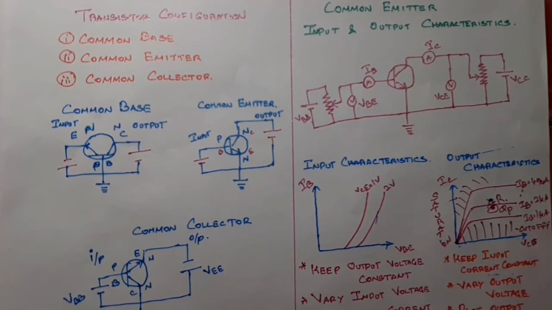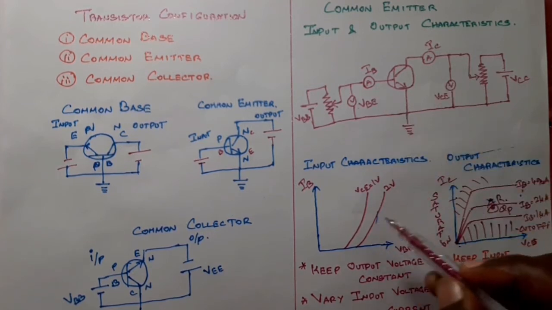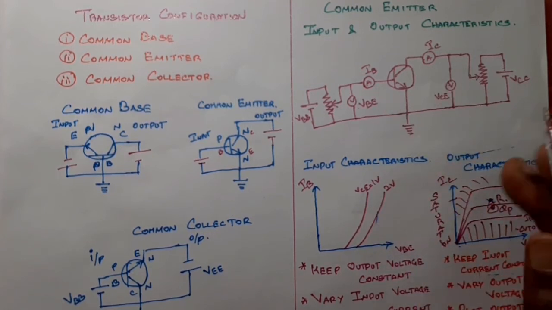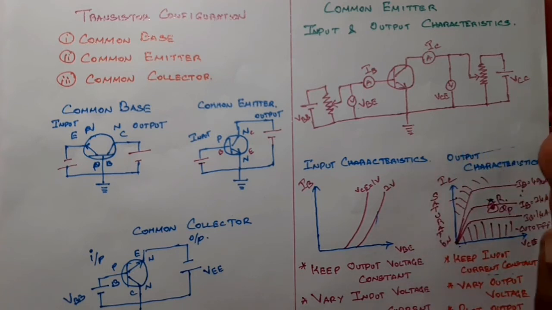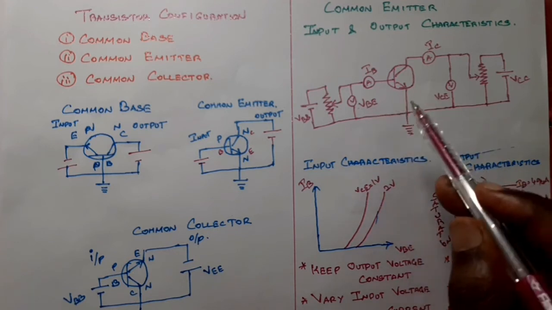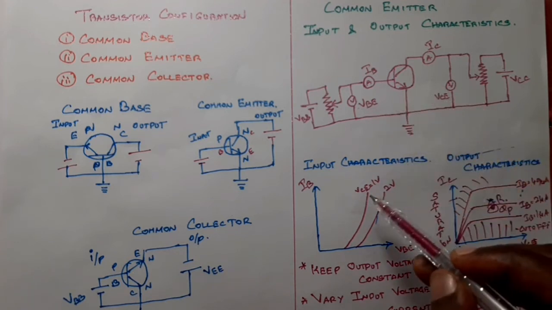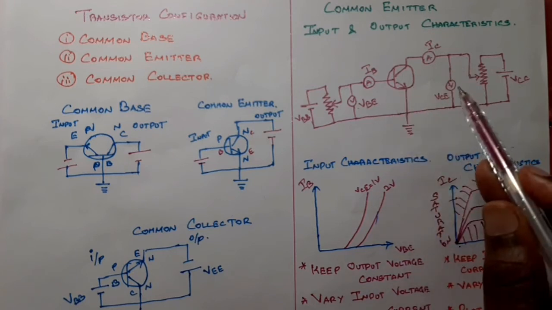Okay, if you know this circuit properly, if you understand the input and output characteristics properly, then you can easily go with the common base and common collector configurations. Only a small variation is needed. We have to change only the parameters and find out what happens.